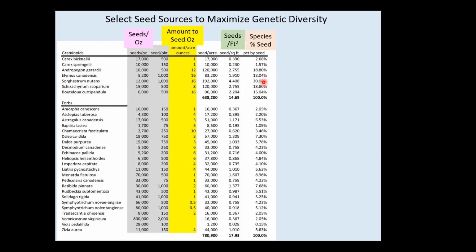If I'm planting a wet mesic prairie, Indian grass does better and is more abundant in a wet mesic prairie than big bluestem. Well, I should have more Indian grass there than big bluestem to make it look real.